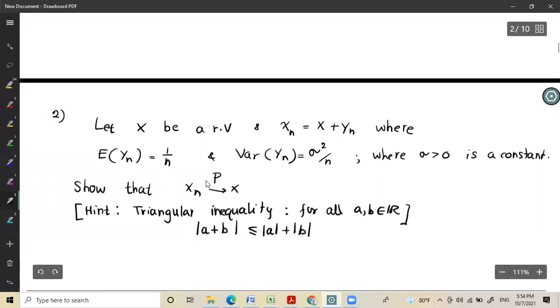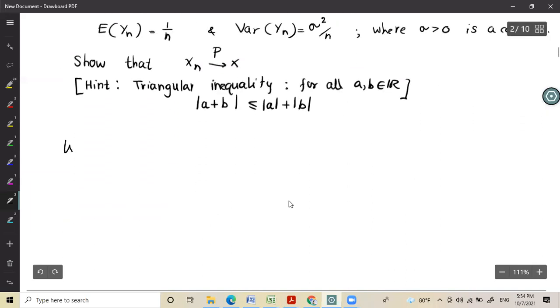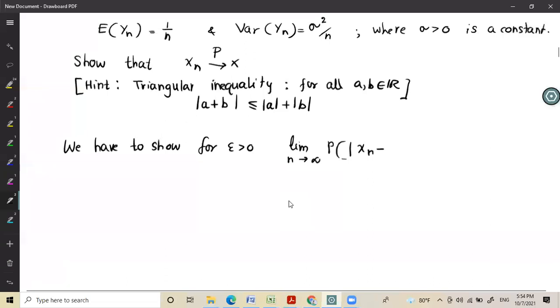Again, what you have to show is that xn goes to x in probability. What does that mean? We have to show that for epsilon greater than 0, the limit as n goes to infinity of the probability of xn minus, now what do you subtract? The value that you see at the other side of the arrow. X. The probability of absolute value of xn minus x greater than epsilon is 0. This is what you have to show.